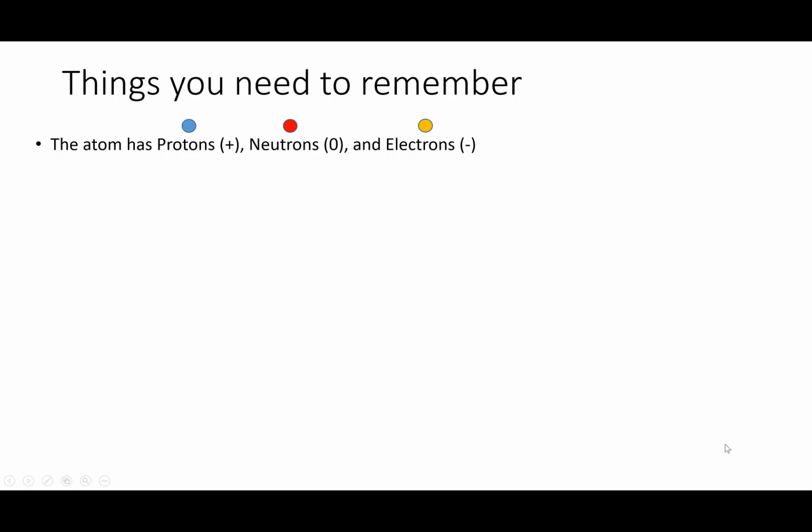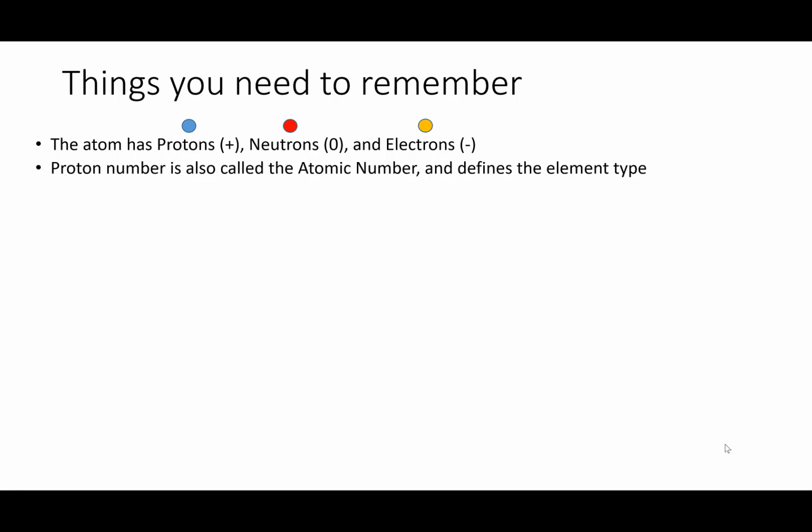here we go. The atom has protons, neutrons, and electrons. These are the three parts of an atom. In this particular PowerPoint, protons will be blue, neutrons will be red, and electrons will be yellow. The proton number is called the atomic number, and it defines the element type. So everything that has two protons, no matter what else it has, is necessarily a helium, for example. The mass number is the protons plus the neutrons.